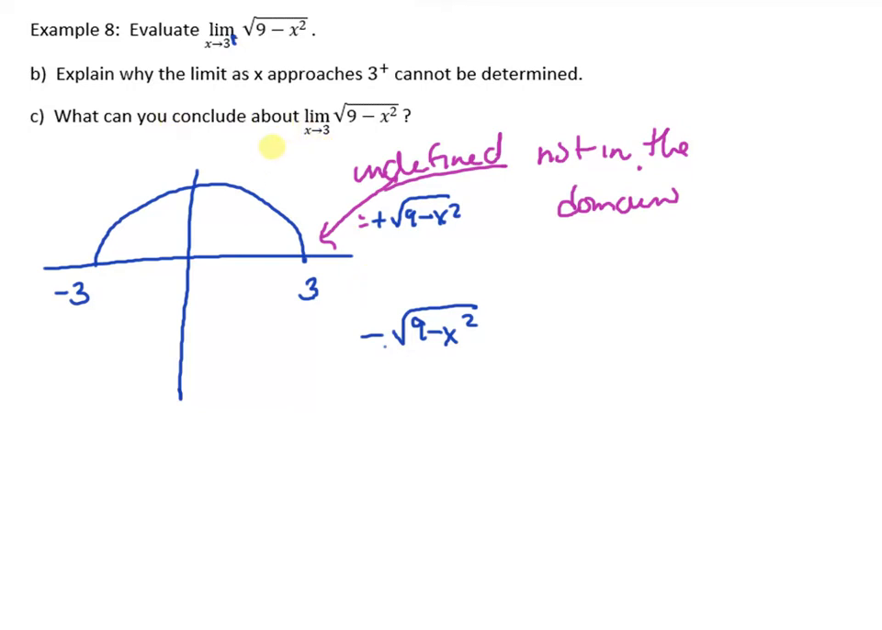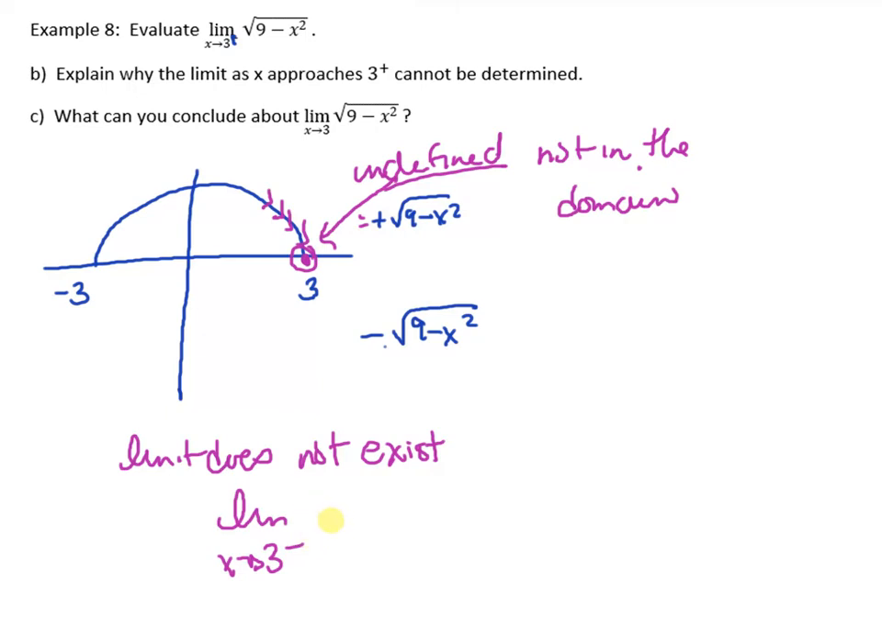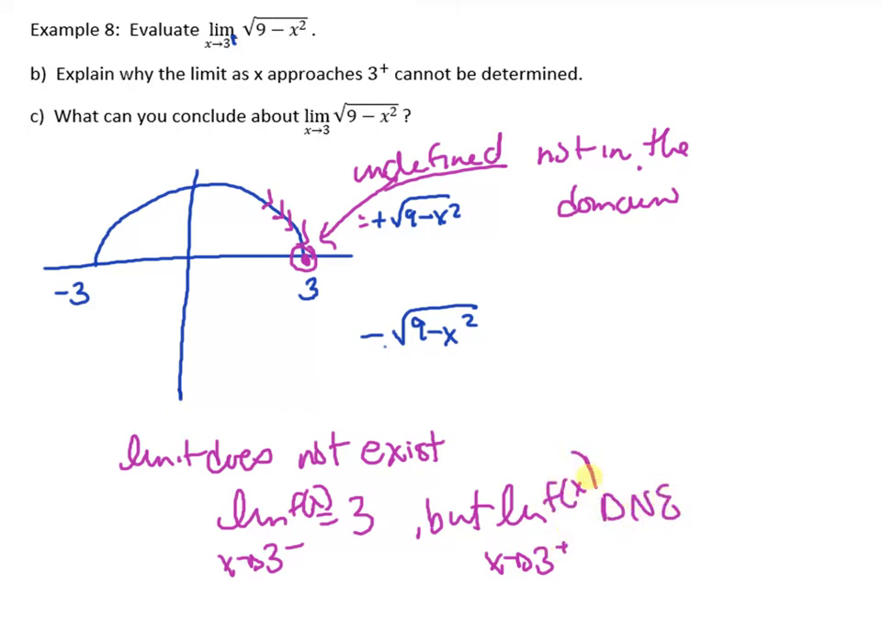Okay, and what can we conclude about the limit as x approaches 3? The limit will not exist as x approaches 3. Okay, so the limit does not exist because from the left-hand side, it's approaching 3, but from the right-hand side, it's undefined. Okay, so we can say the limit as x approaches 3 from the left-hand side of f of x equals 3, but the limit as x approaches 3 from the right-hand side of f of x does not exist.